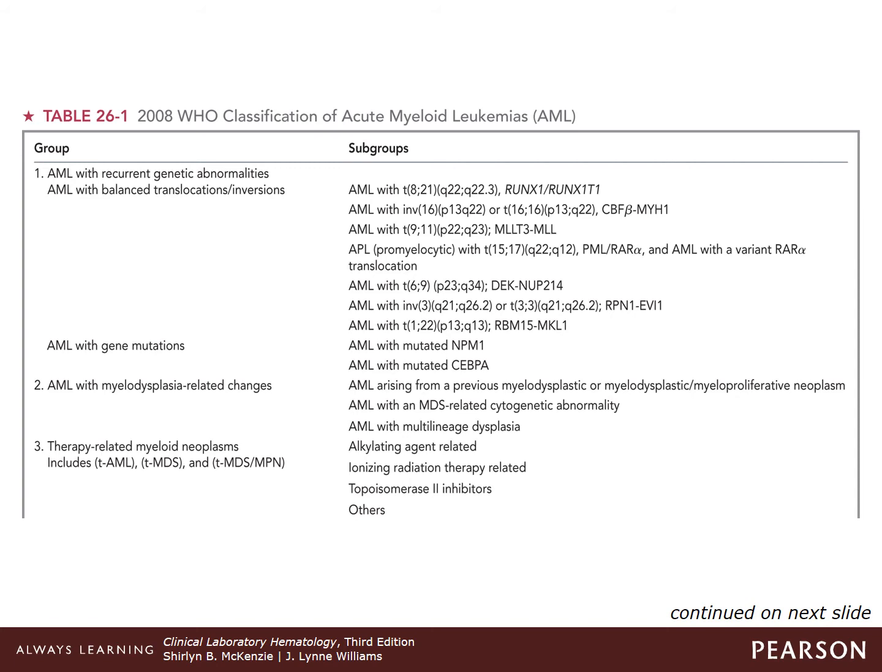AML with a t(9;11) translocation is usually associated with monocytic features, mostly monoblasts and promonocytes. They can occur at any age but are more common in children. About 25% of those cases are in children, and they account for only 2 to 5% of all AML cases. They can also be related to therapy-induced treatments.